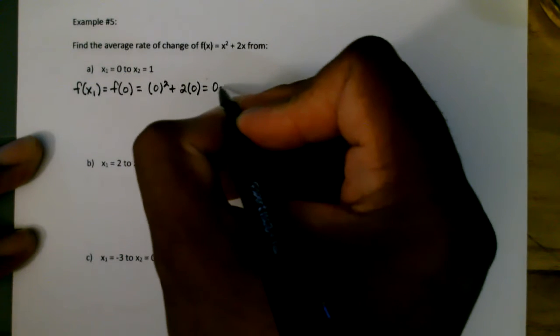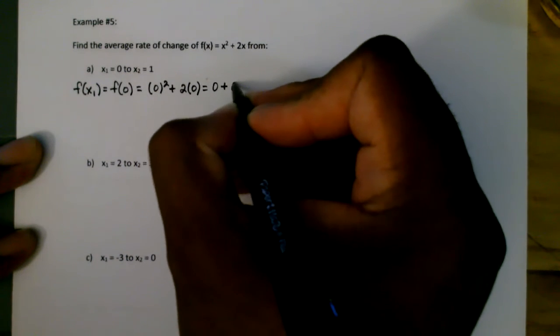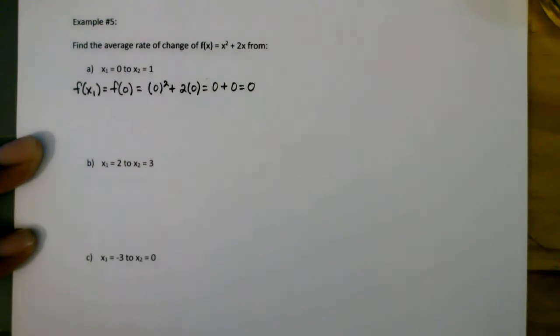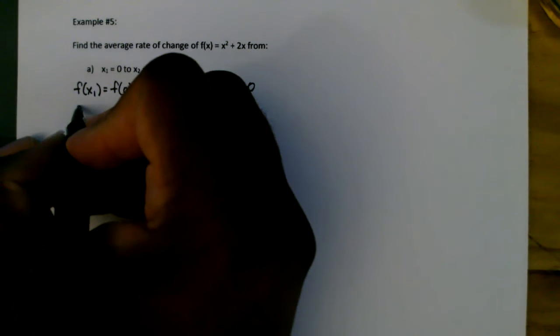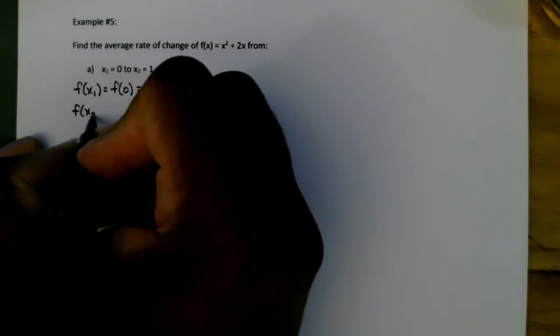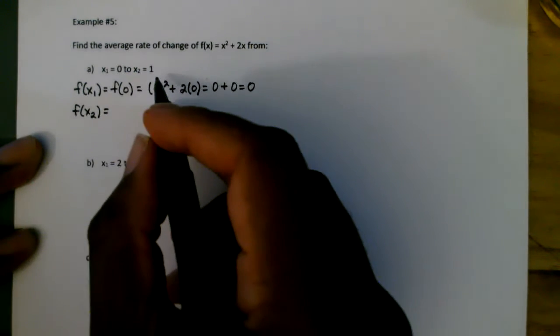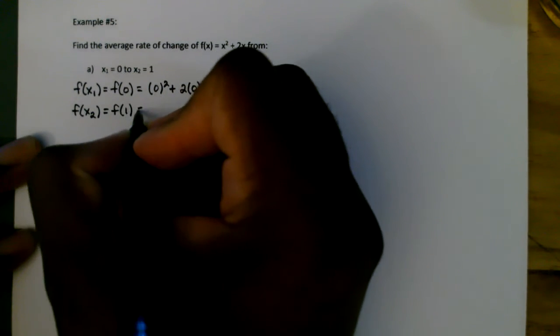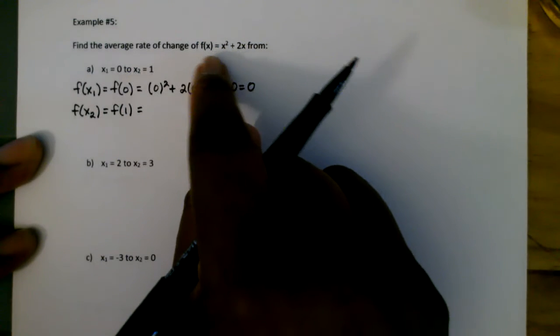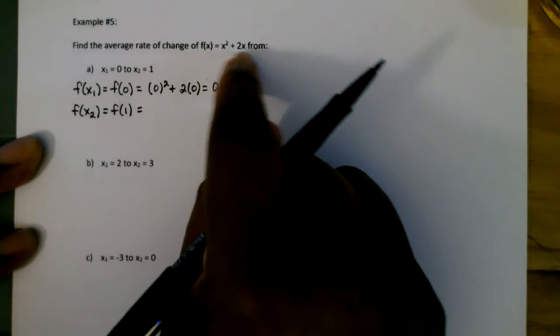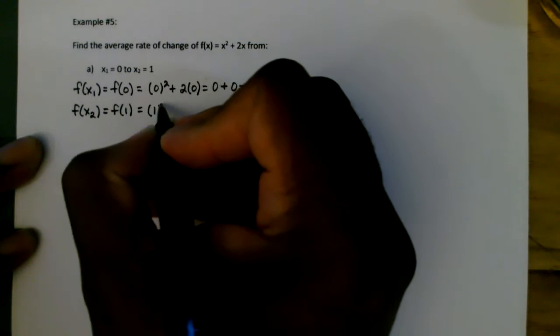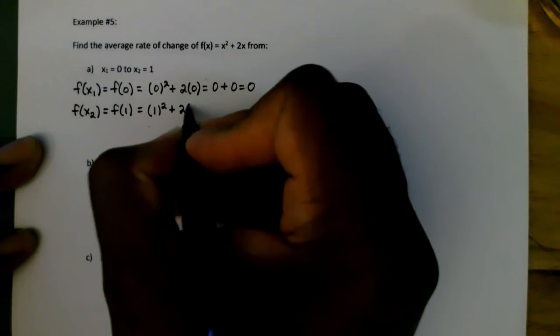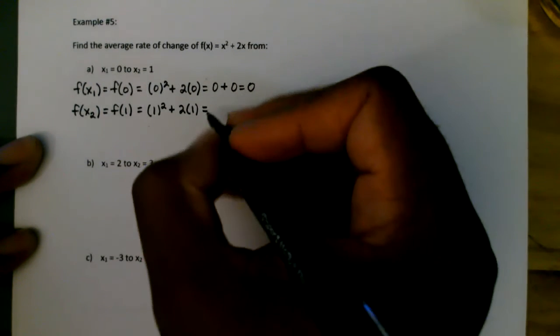Well, 0 squared is 0. 2 times 0 is 0. 0 plus 0 is 0. And now we need to find f of x2, and x2 is 1. So we're going to be evaluating f of 1. Here in this f of x function, we're going to substitute each x with 1. So in this case, this will be 1 squared plus 2 times 1.